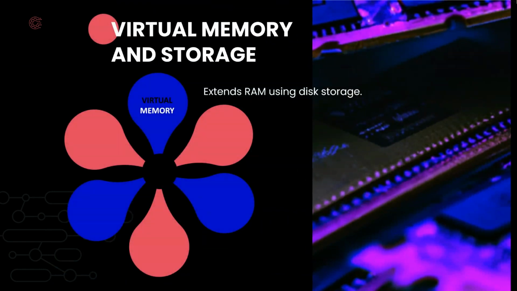So first, let's talk about virtual memory. Virtual memory is a technique that extends a computer's RAM using disk storage. It allows programs to use more memory than is physically available, making it possible to run large applications or multiple applications simultaneously. So virtual memory is used by the operating system to create a virtual address space for each process, which is then mapped to physical memory.